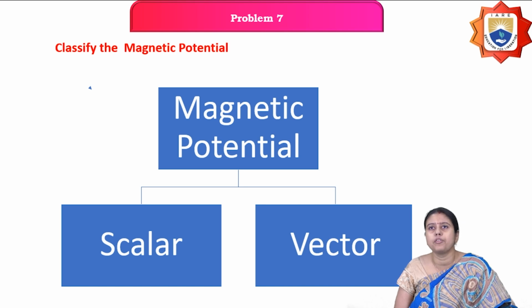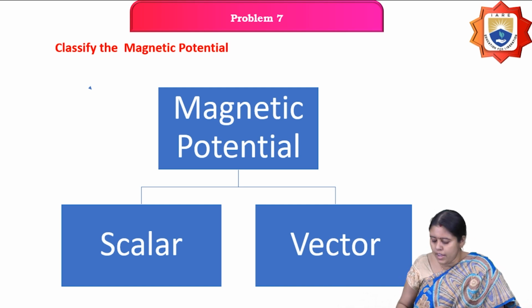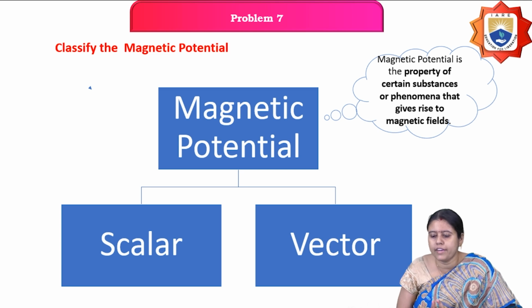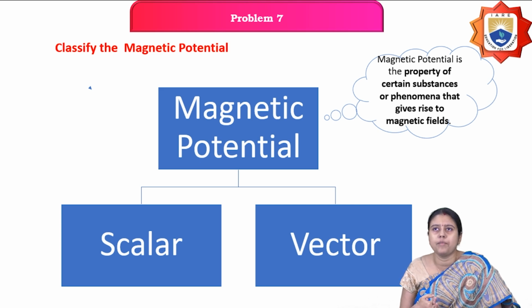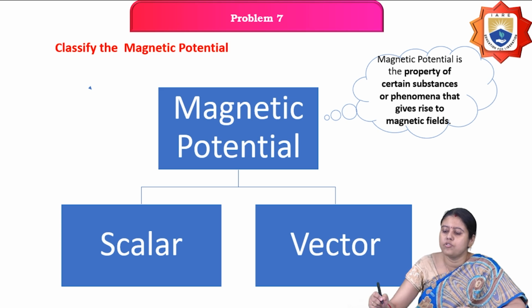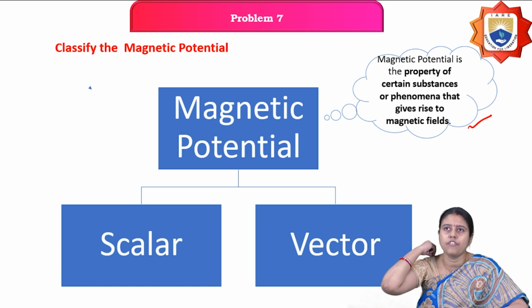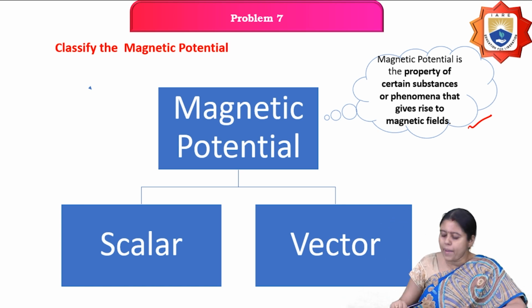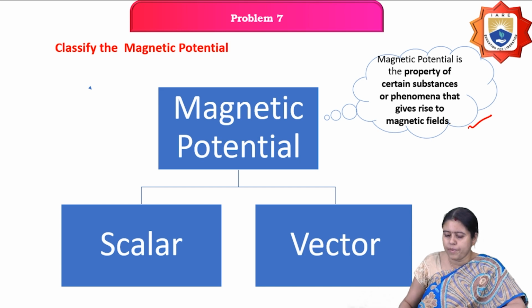Classify the magnetic potential. Magnetic potential is basically of two types. One is called the scalar magnetic potential, another one is called the vector magnetic potential. So what is the magnetic potential? Magnetic potential is the property of certain substances or phenomena that gives rise to the magnetic field. It is basically of two types.